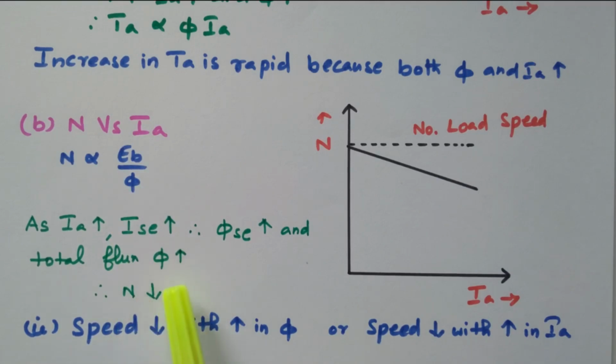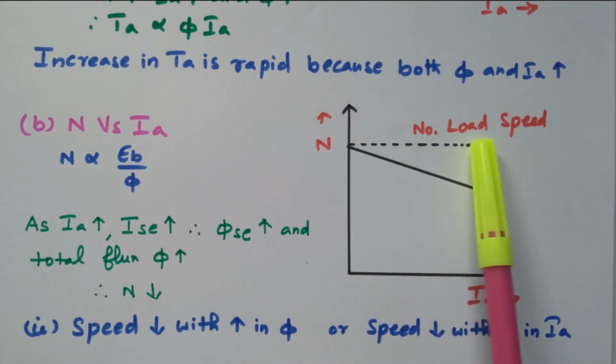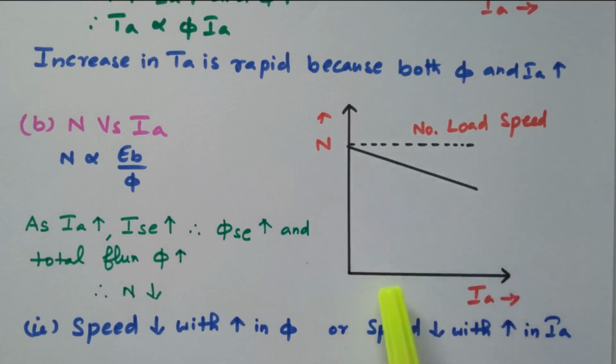So the load increases, the total flux is increasing, but the flux is inversely proportional to the speed, so the speed will decrease. This dotted line refers to the no load speed. When the load increases, the speed gradually decreases. That is due to the increase in the flux. The speed decreases with the increase in flux, or the speed decreases with the increase in the armature current.